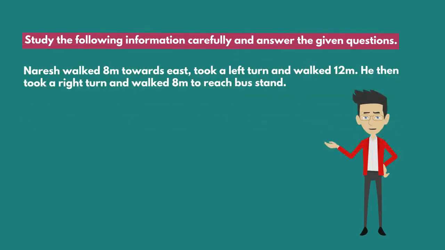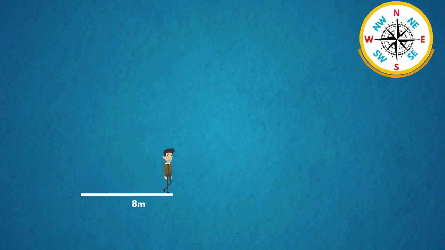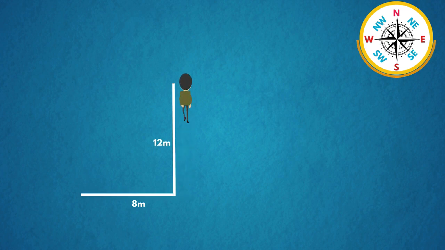Let's draw the diagram based on the information. In the question they given that Naresh walked 8 meters towards east, took a left turn and walked 12 meters. Here, Naresh walked 8 meters towards east direction and he turned left and walked 12 meters.